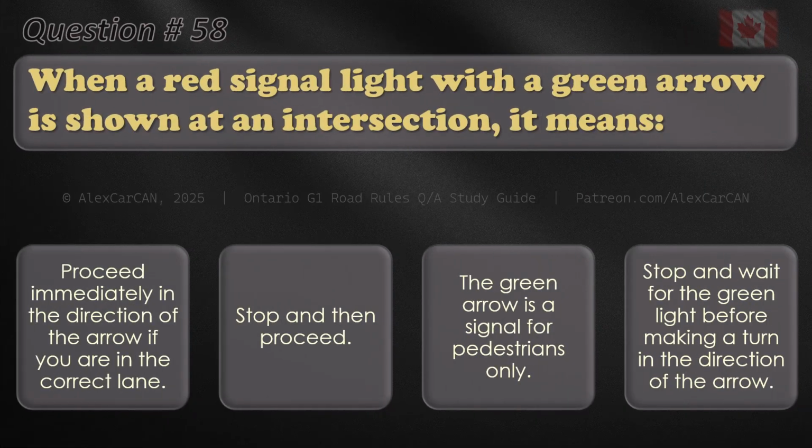Question number 58. When a red signal light with a green arrow is shown at an intersection, it means proceed immediately in the direction of the arrow if you are in the correct lane. Stop and then proceed. The green arrow is a signal for pedestrians only. Stop and wait for the green light before making a turn in the direction of the arrow. The correct answer is proceed immediately in the direction of the arrow if you are in the correct lane.